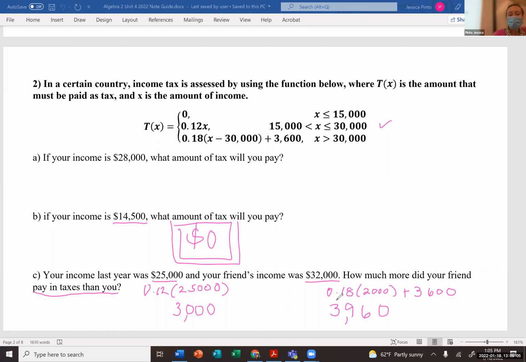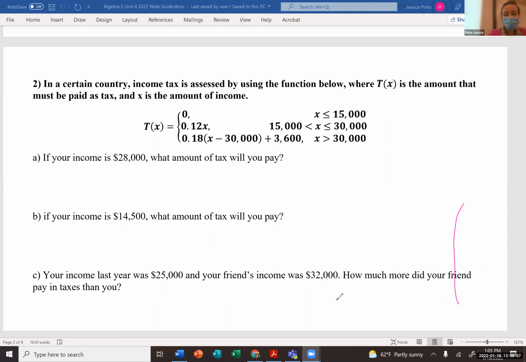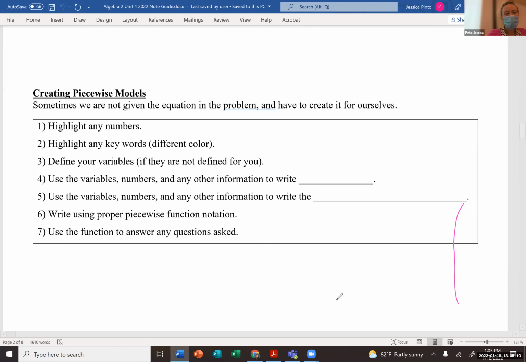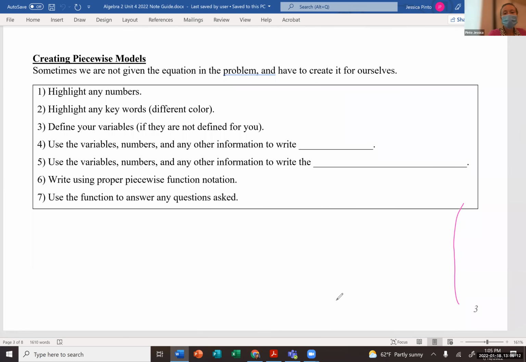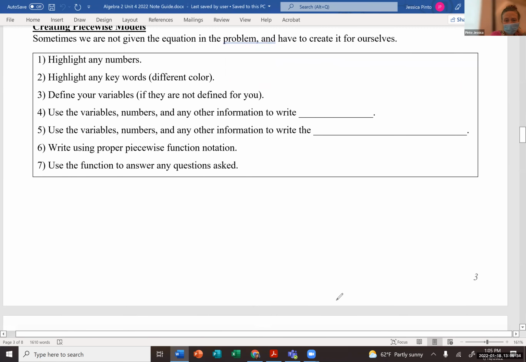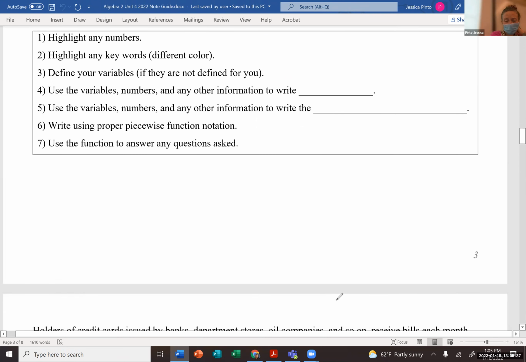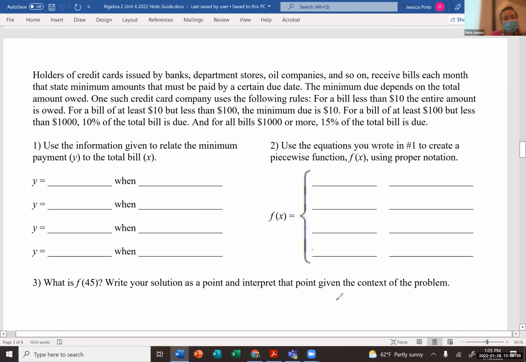Okay. Let's take a look at, for me, it's the back side, right? So for creating piecewise models, we're going to need to figure out what it says. We're going to write the equations. All right, let's take a look.